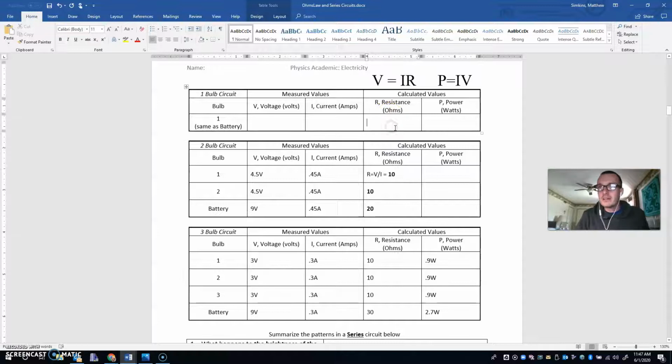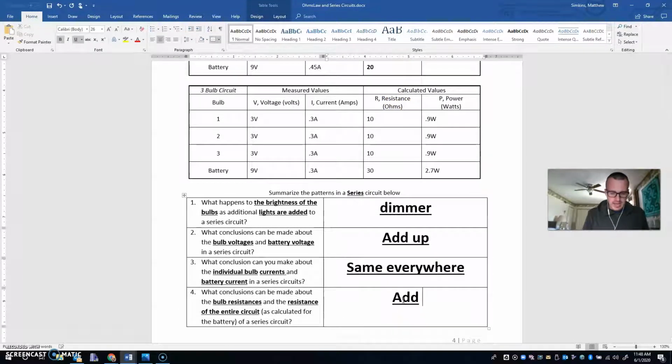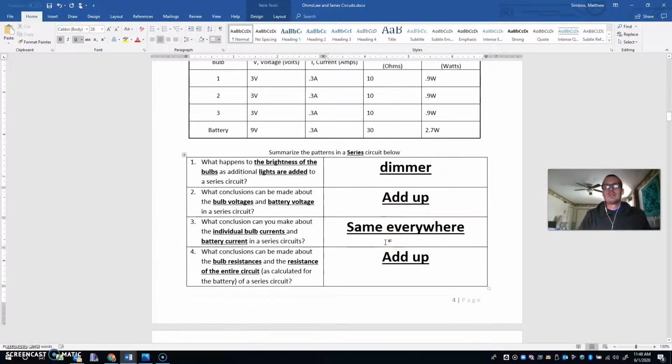And this one would just be 10 because it's only one bulb. And so what we see here is that the resistances add up as well. Okay, so those are the big ideas for series circuit. The more bulbs you have, the dimmer everything gets. The voltages have to add up, and the currents are the same everywhere. And the resistances add up as well.